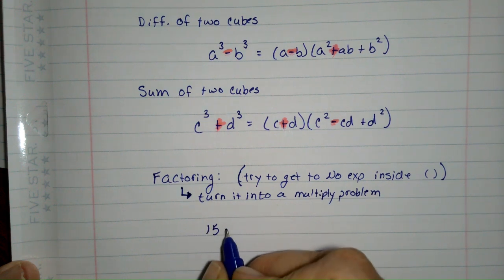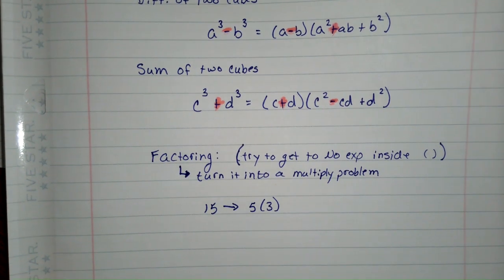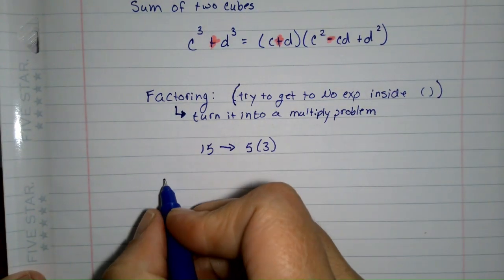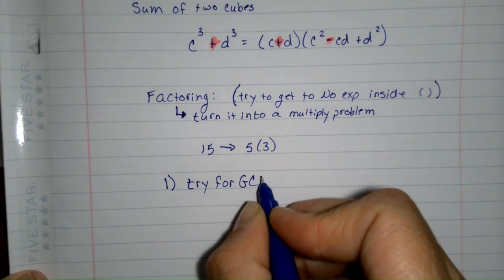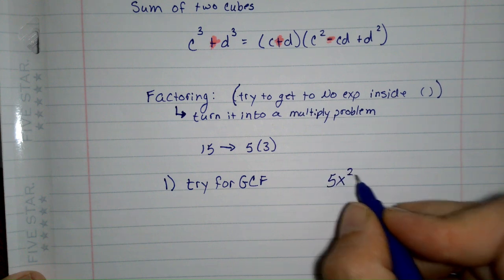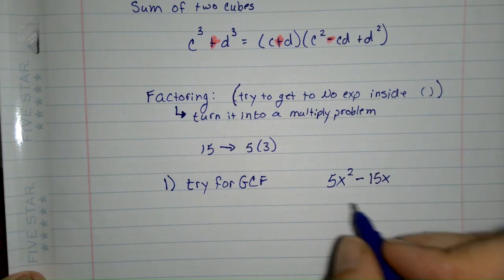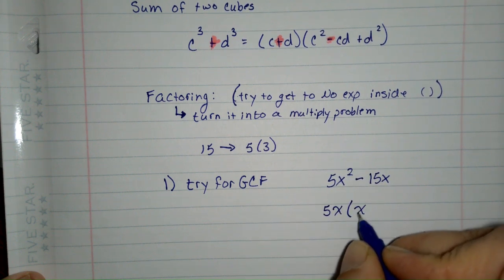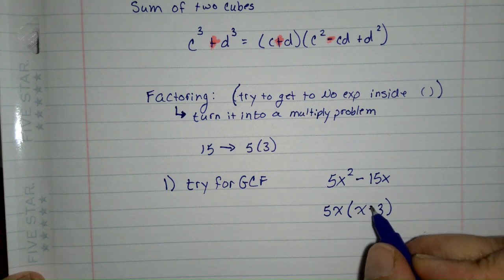For example, 15 factored is 5 times 3. So the number one thing you should do first when factoring is try for a GCF. Okay? So if I had 5x squared minus 15x, I would say, oh, they both divide by 5, they both have an x. That would leave me with x minus 3. Now it's a multiply problem, and I do not have an exponent inside my parenthesis.